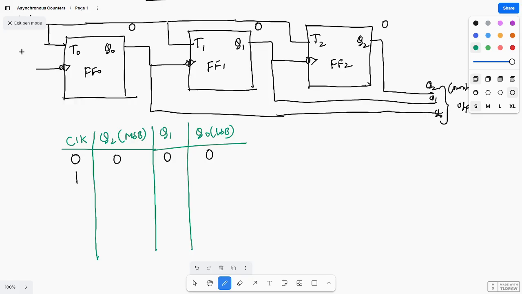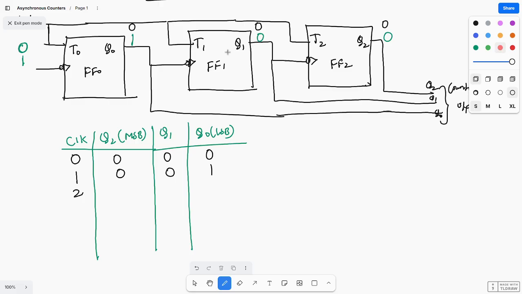First clock pulse: 0 clock pulse means all are 0 only. First clock pulse I am applying, this will toggle, so this becomes 1, and the remaining are what? 0 to 1 means positive edge of clock. This will toggle only when you are getting negative edge of clock, but here there is a positive edge. So this will be in the previous state, 0 and 0, there is no triggering. So when clock equals 1, it will be 0 0 1.